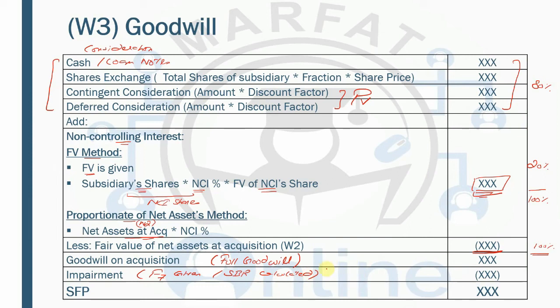So for the calculation of impairment, you need the carrying value, and then you need to compare it with the recoverable value. So in order to calculate the impairment, the carrying value will be compared to the recoverable value, and this is the value that will be presented in the statement of financial position. And we are talking about the positive goodwill, because the negative goodwill is recorded as an income in the statement of profit or loss, consolidated statement of profit or loss. So this is the working number 3.